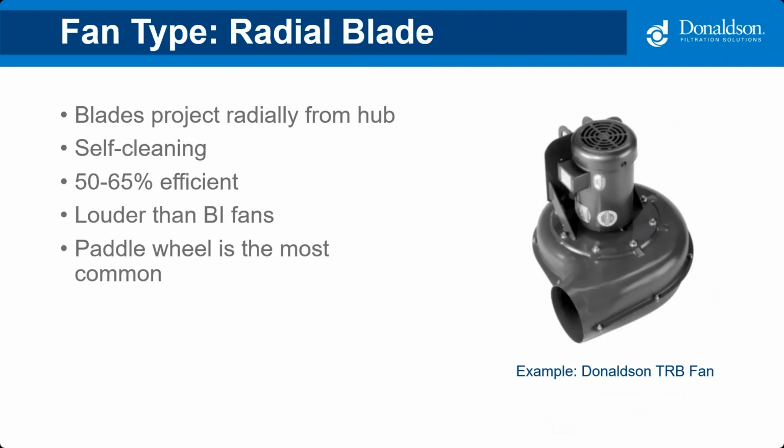The other common type of fan used for laser cutting systems is a radial blade style fan. This fan is less efficient and louder and typically has a paddle style wheel. In general, for our larger dust collectors that require more airflow, we would use a backward inclined fan. But a radial blade fan, which you're looking at here, is most often selected because it is more cost effective and designed for smaller systems.